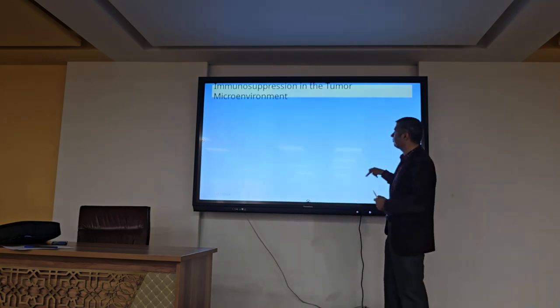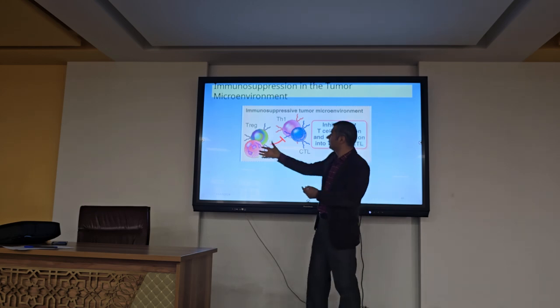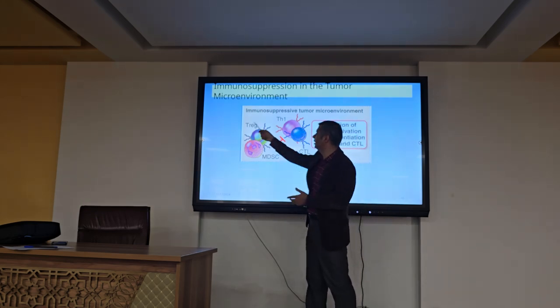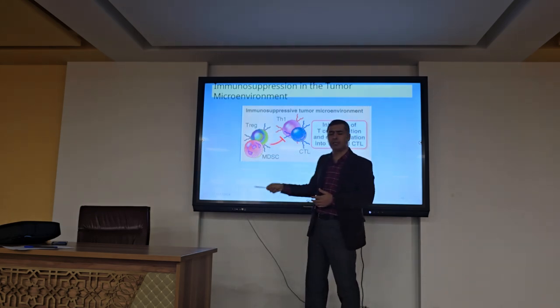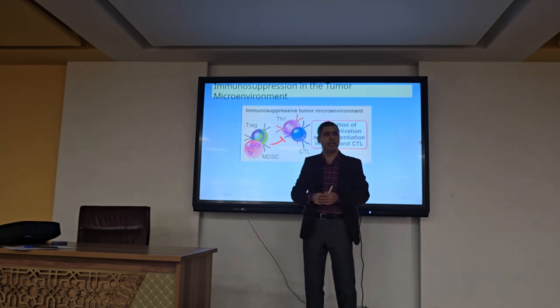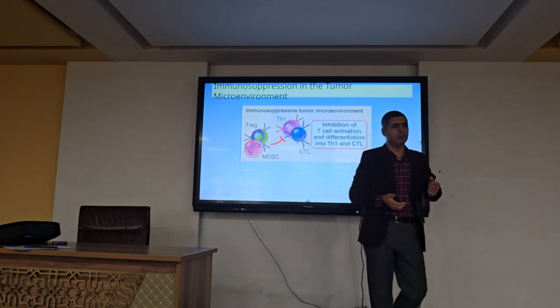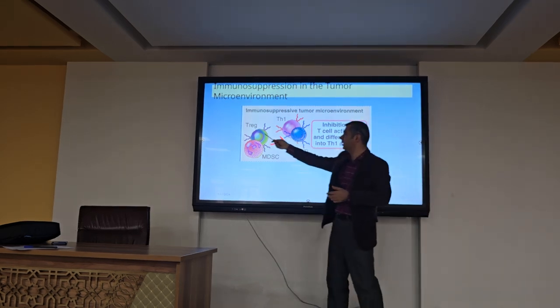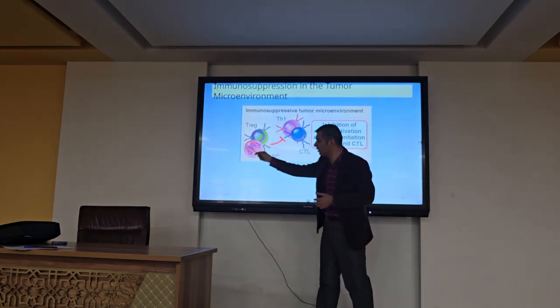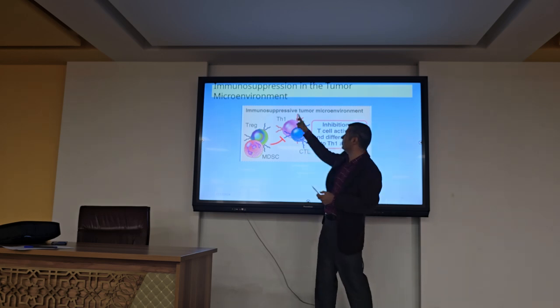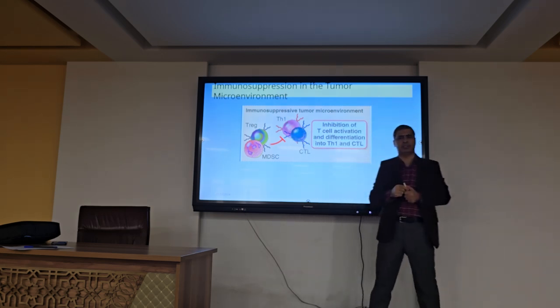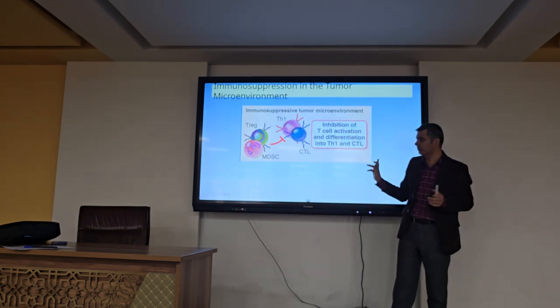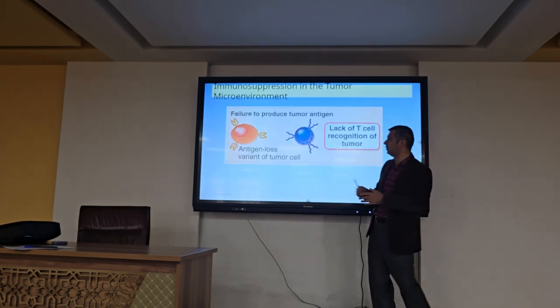Another mechanism is recruitment or calling of regulatory cells, suppressory cells, like regulatory T cells. Tumor cells, as a result of mutation, are capable of recruiting regulatory T cells, and regulatory T cells and other suppressory cells can suppress TH1 and cytotoxic T cells. Clear?